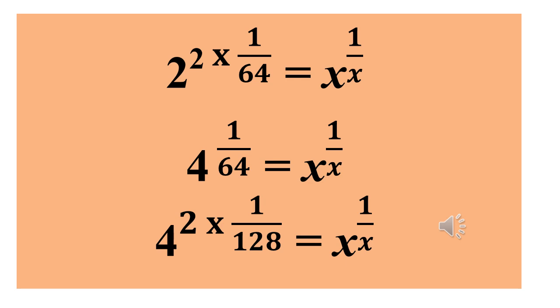Then we do the same thing again. We reduce that 1 over 64, or multiply it by 2 again. So we have 4 raised to power 2 times 1 over 128 equals x raised to power 1 over x. Why did you put 1 over 128 there instead of 1 over 64? Because 2 times 1 over 128 will still give us 1 over 64. So 2 times 1 over 128 is the same thing as 1 over 64. So when you say 4 raised to power 1 over 64 equals x raised to power 1 over x, it is the same thing as 4 raised to power 2 times 1 over 128 equals x raised to power 1 over x.